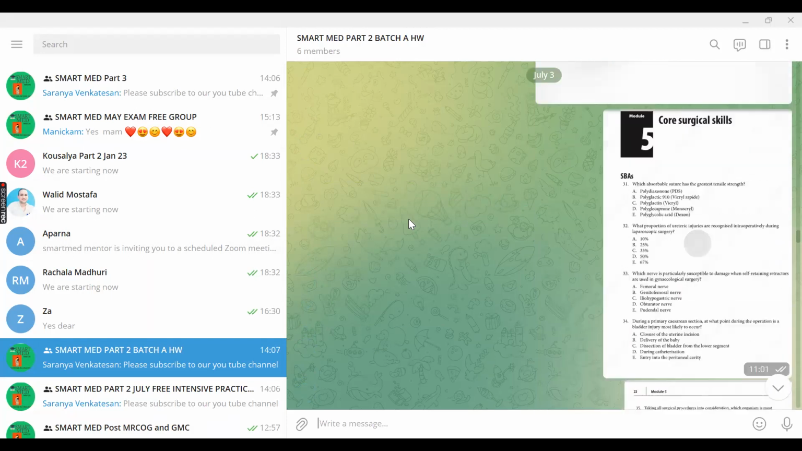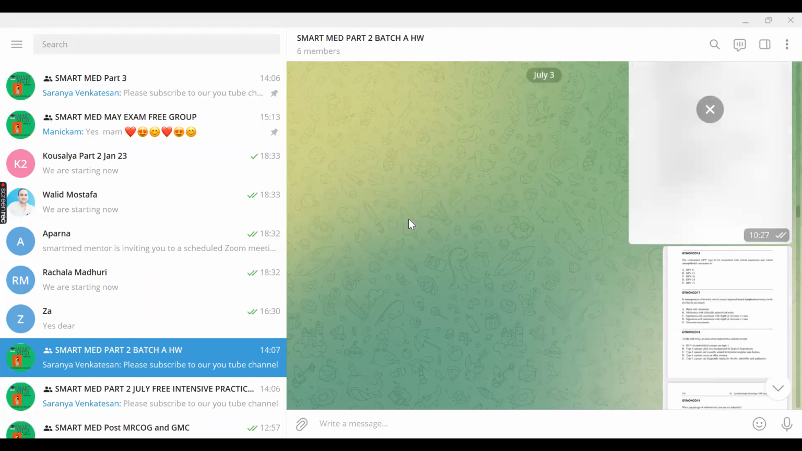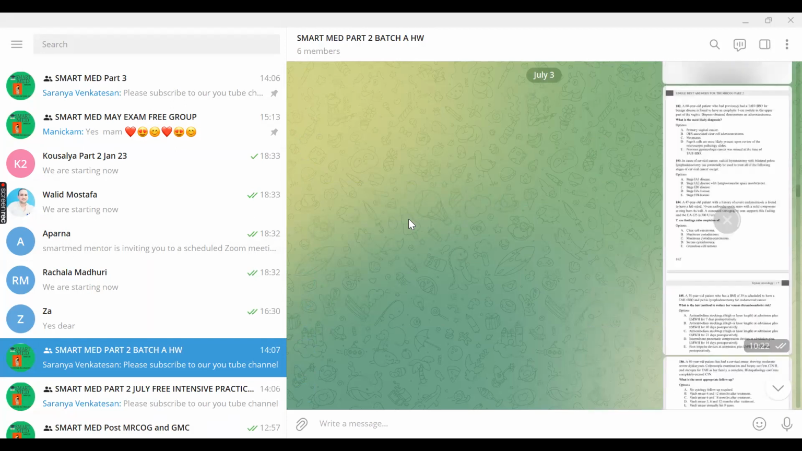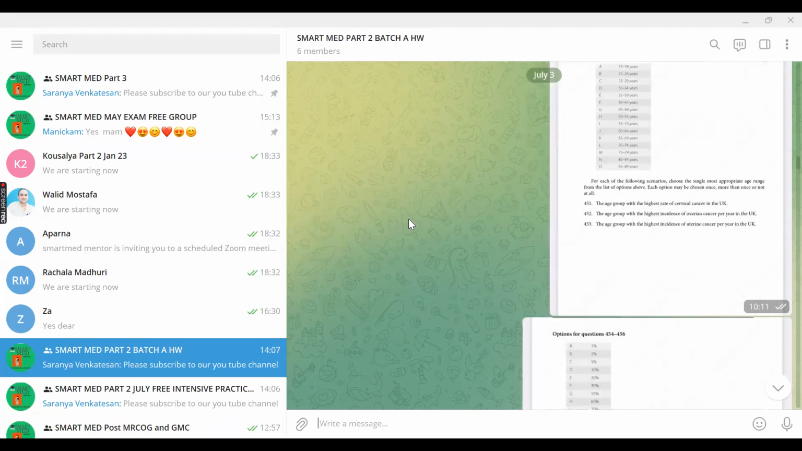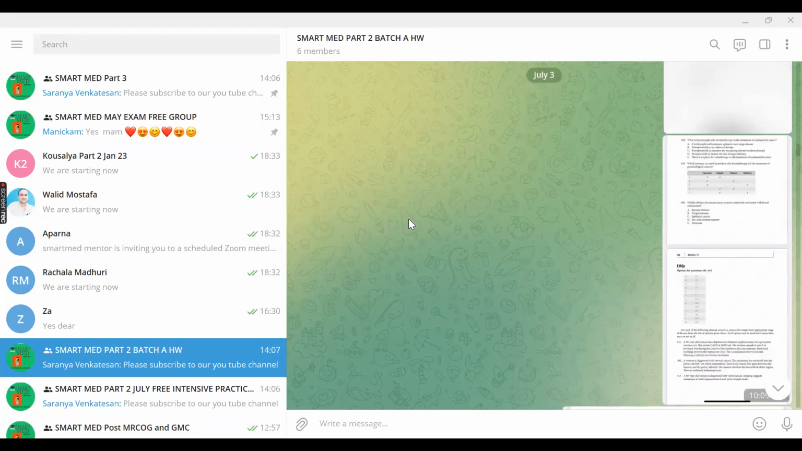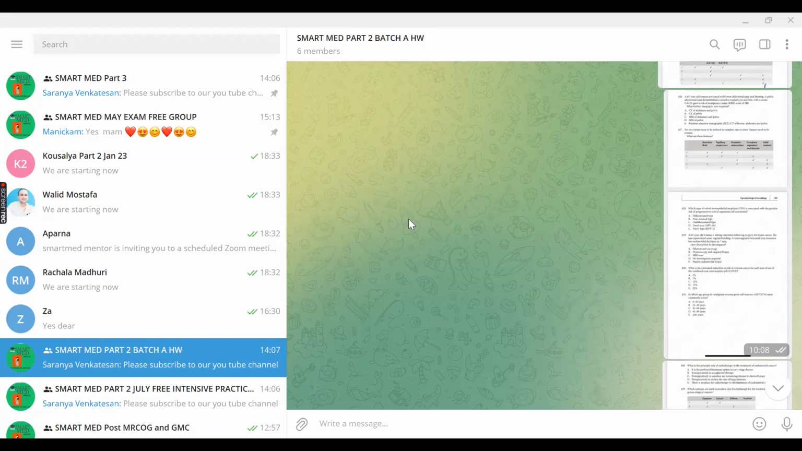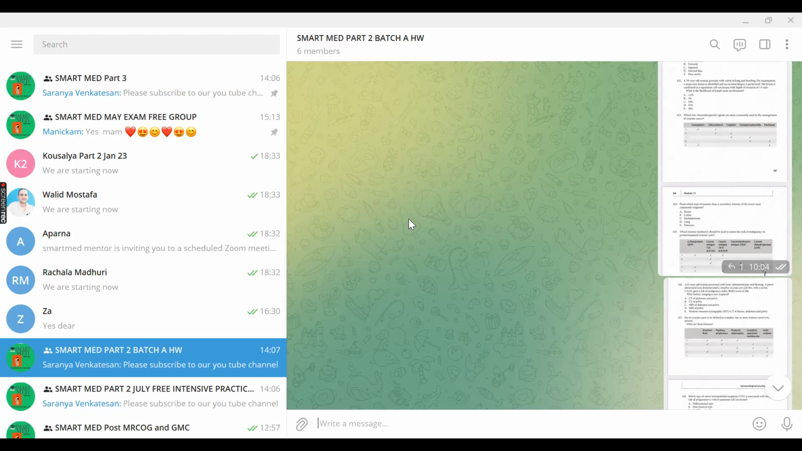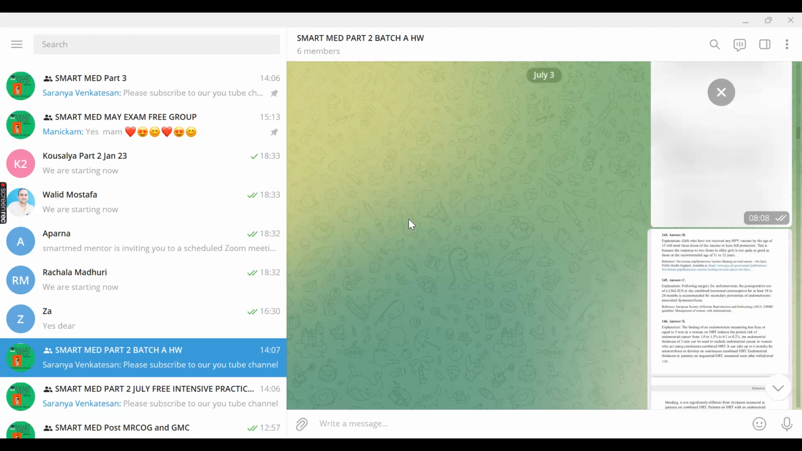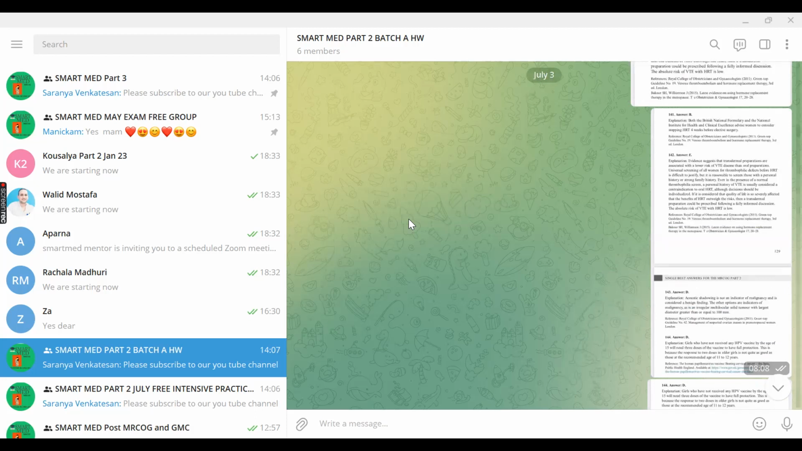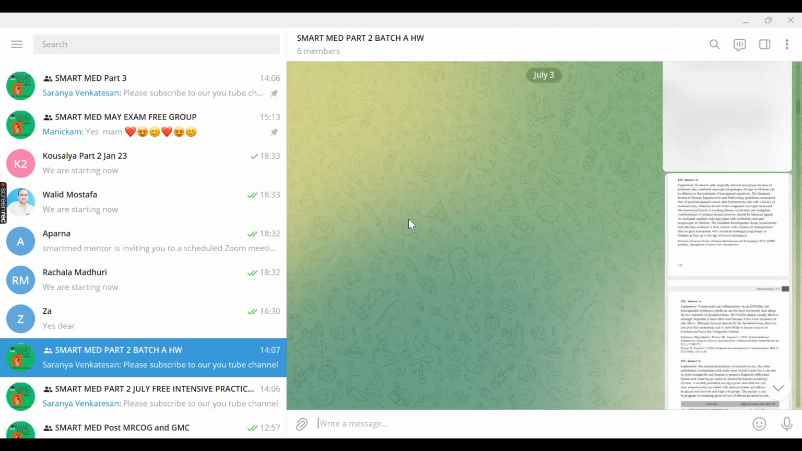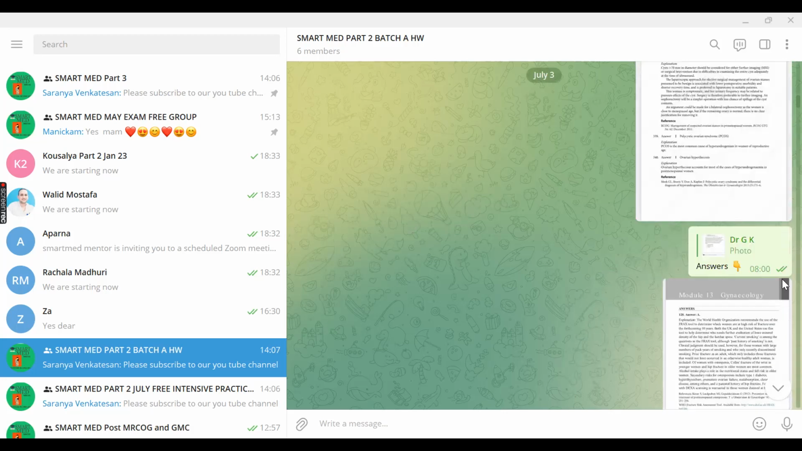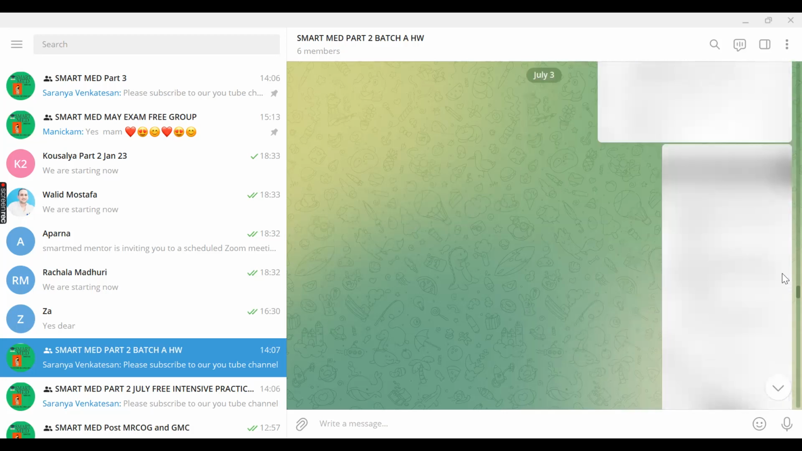My candidates would have attempted the mini mock exam for each module, and they would have posted the answers. Suppose we take the early pregnancy module: in a week's time, my candidates will be thorough with whatever is taught in the live sessions, the discussions, the lectures, and the recall questions worked out after that. They'll be thorough with the book exercises and the book questions, and they'll be tested. What about their knowledge in the mini mock before they sit for the next session?